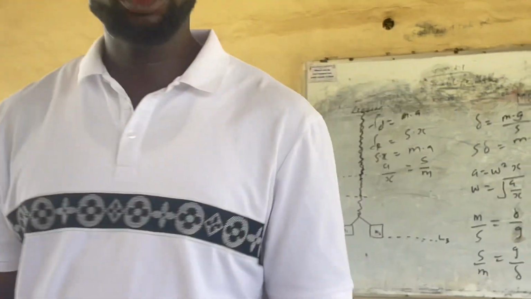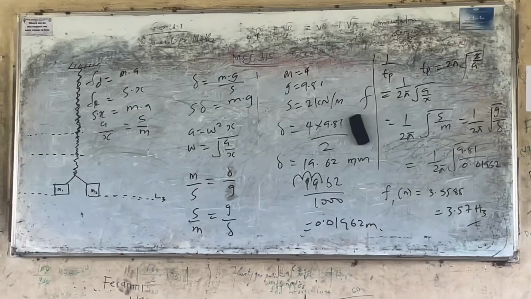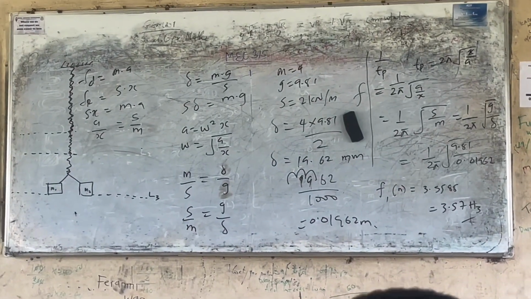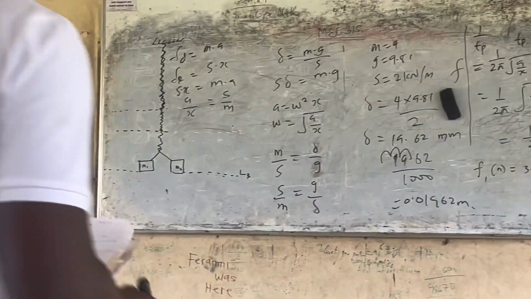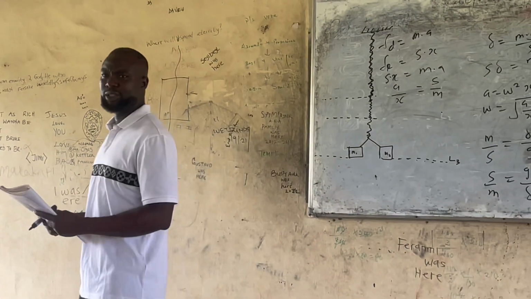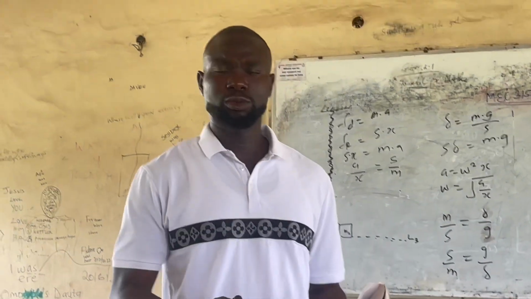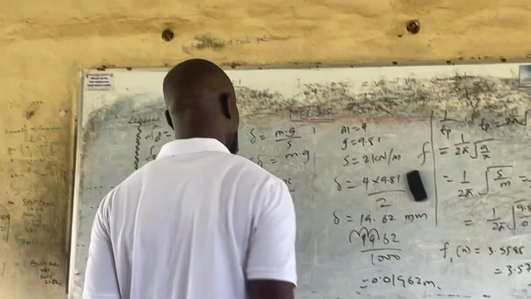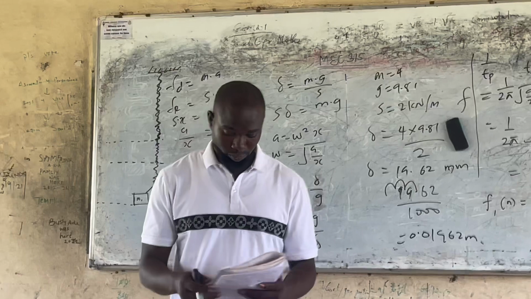So we don't have much time again. I can't be wasting time. So the next one now is to calculate the velocity and acceleration at half amplitude. The velocity and acceleration at half amplitude.